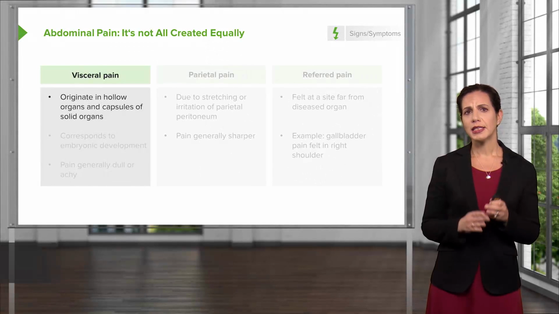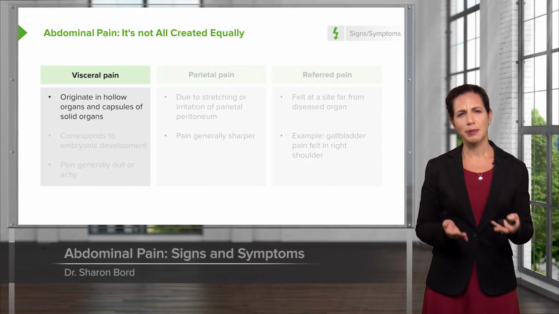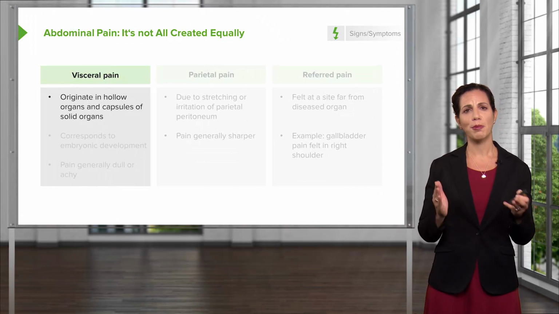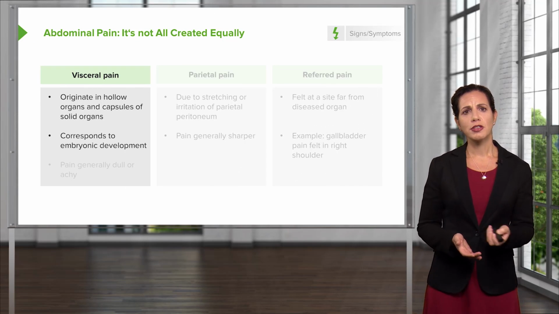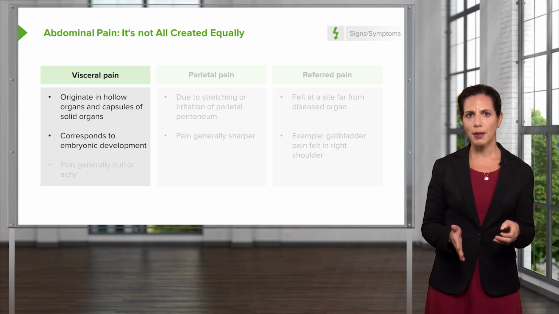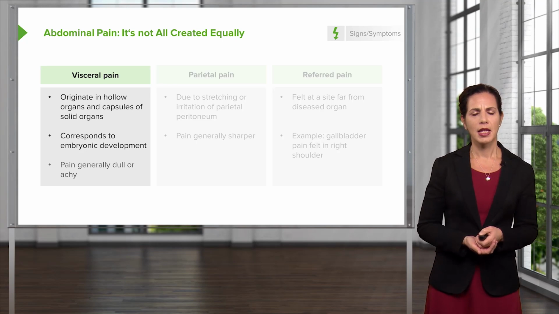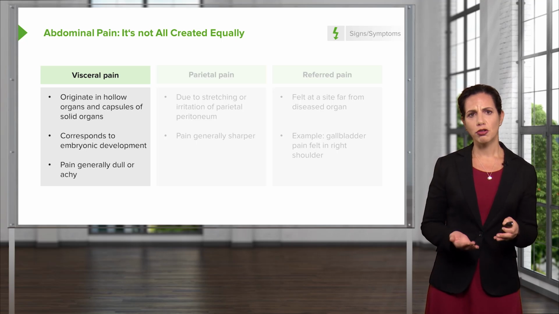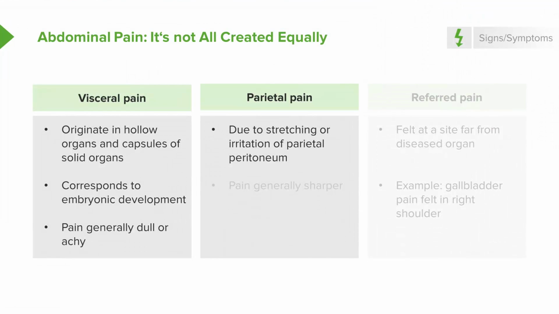So abdominal pain is not all created equal. There are different ways that patients are going to explain pain, and it all has to go back to embryology. So it all has to go back to how the organs developed. So there's visceral pain, and visceral pain originates in the hollow organs and the capsules of the solid organs. This corresponds to embryonic development. Pain generally related to visceral pain is a dull or achy pain.